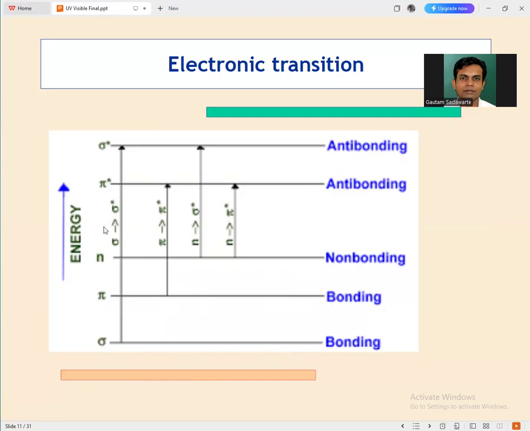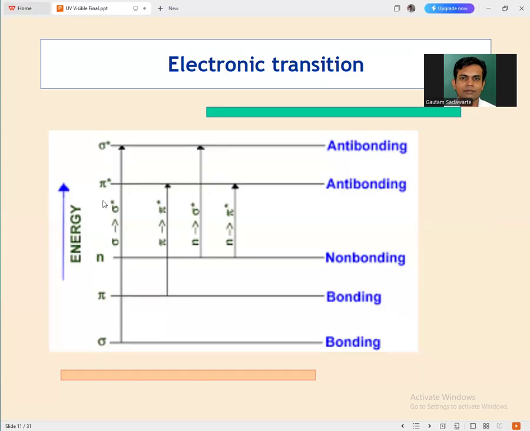So this is sigma to sigma star. It requires a very high amount of energy, so it occurs only in alkanes. Not only alkanes, but those compounds or structures which contain sigma bonds undergo sigma to sigma star transitions. Basically, all alkanes undergo sigma to sigma star transition.